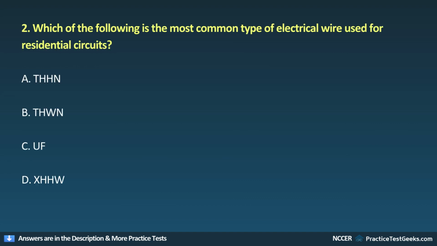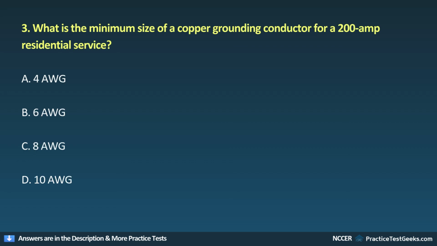2. Which of the following is the most common type of electrical wire used for residential circuits? A. B. C. D. 3. What is the minimum size of a copper grounding conductor for a 200 amp residential service? A. B. C. D.